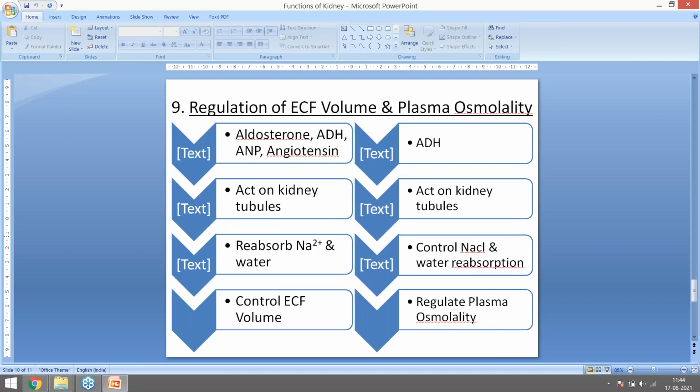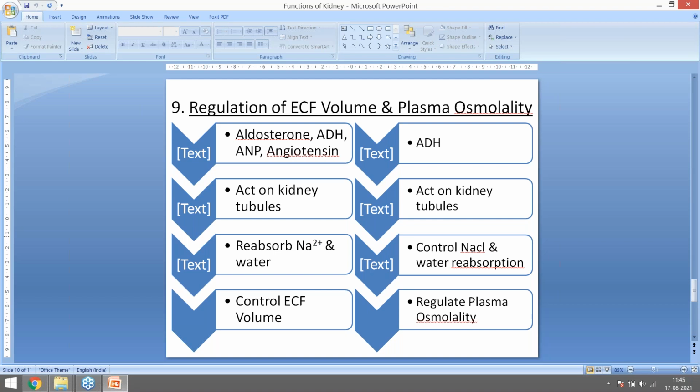Then regulation of ECF volume and plasma osmolality. So for ECF volume, extracellular fluid volume, the hormones involved are aldosterone, ADH, ANP, and angiotensin. They act on kidney tubules, they reabsorb sodium and water, and that's how the ECF volume is controlled.